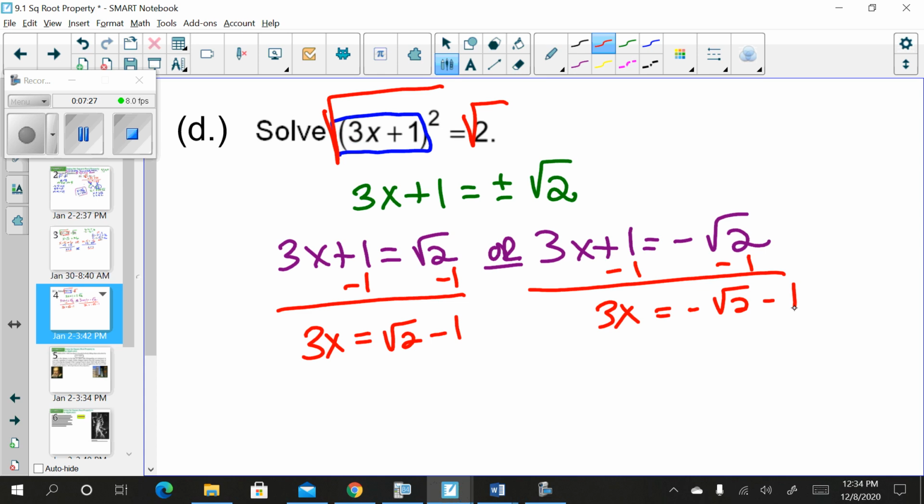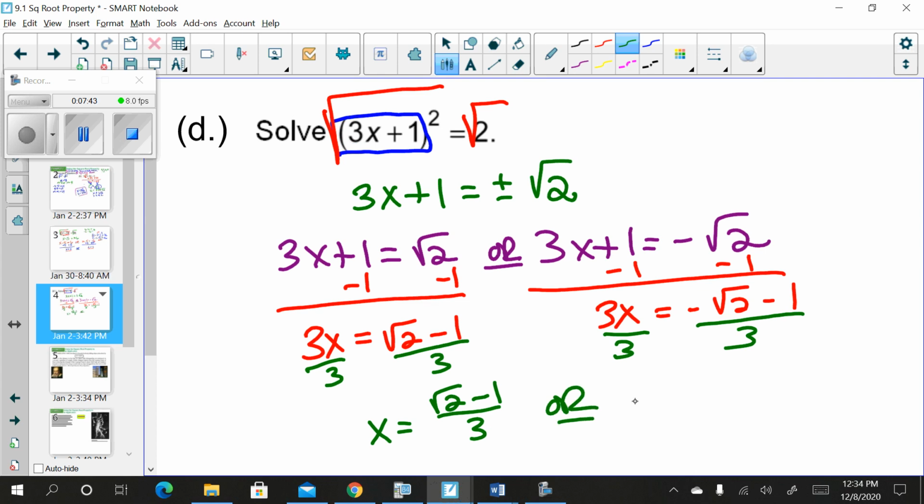So I'm just going to write what I would do on my calculator if I was going to get a decimal equivalent. So I'm just going to write square root of 2 minus 1 and negative square root of 2 minus 1. And then our last step, we're going to divide both sides by 3 in each of them. So you're going to end up with x equals square root of 2 minus 1 over 3, or x equals negative square root of 2 minus 1 over 3.